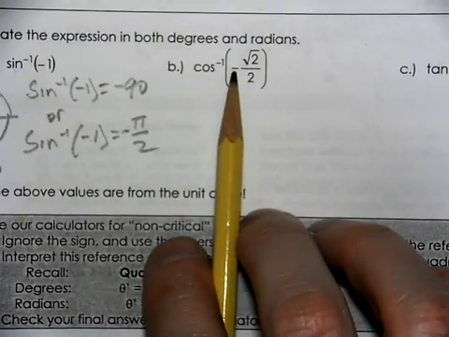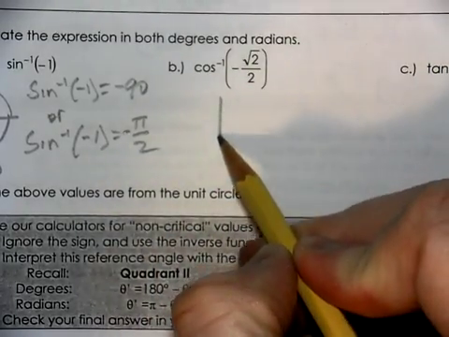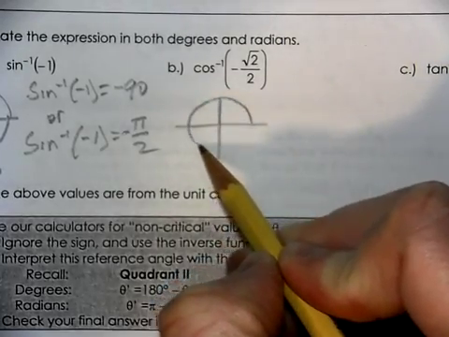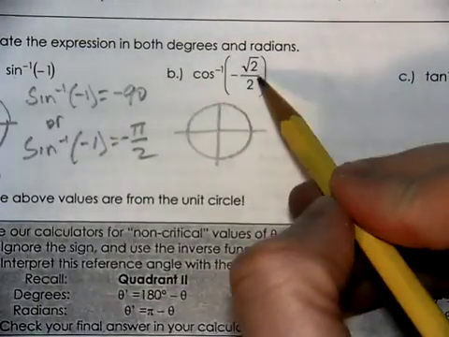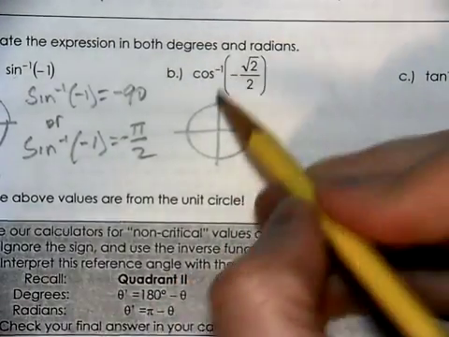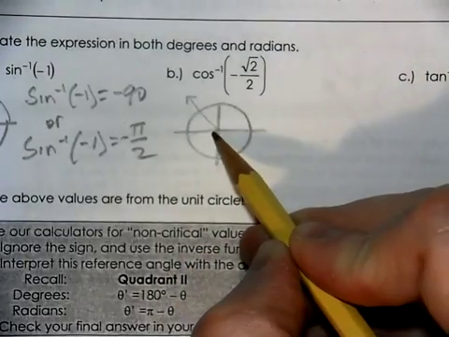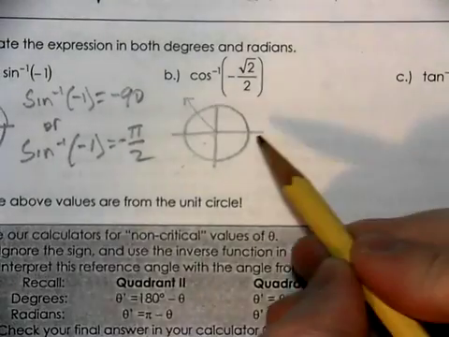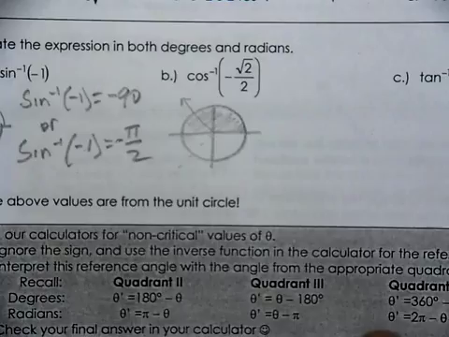For cosine to equal negative root 2 over 2, if you know your unit circle well, you know root 2 over 2 represents the 45 degrees. Negative cosine, those are your x values, so you know that it's going this way, or you might even recognize that it goes that way. Now cosine, we use only these top two quadrants.